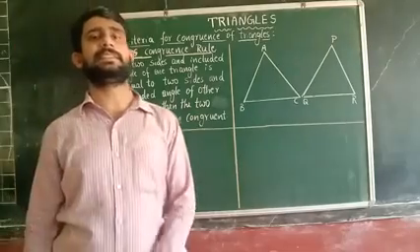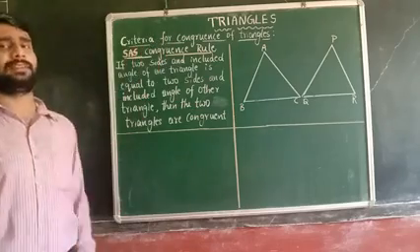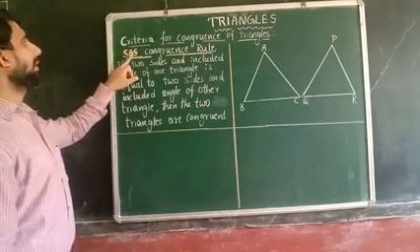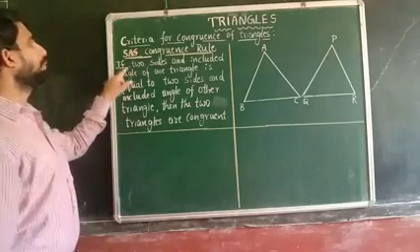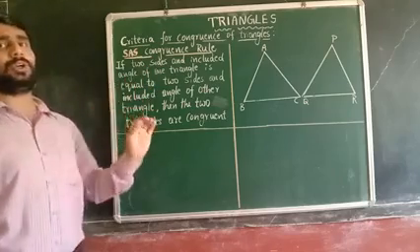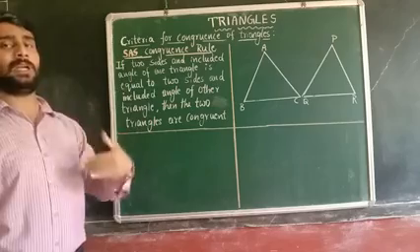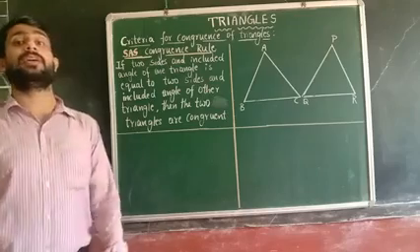Students, let's see the first criteria for congruence of triangles. That is the SAS congruence rule. It states that if two sides and the included angle of one triangle are equal to the two sides and the included angle of the other triangle, then the two triangles are congruent.